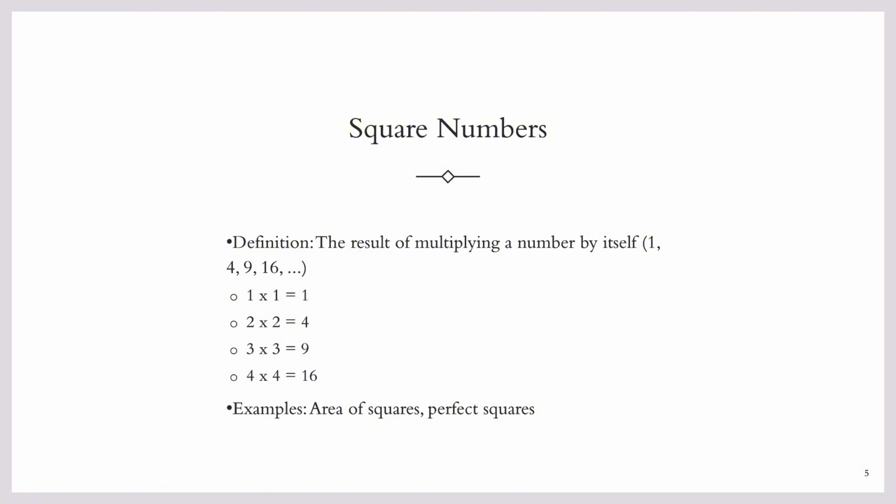Next, we have square numbers. They are the result of multiplying a number by itself, such as 1, 4, 9, 16, so on and so forth. If we look at the examples, we can see that 1 multiplied by itself gives us the output 1. 2 multiplied by itself gives us the output 4. Similarly, 3 times 3 is 9 and 4 times 4 is 16. So 1, 4, 9, 16 are called the square numbers. They are used to calculate the area of squares, perfect squares.